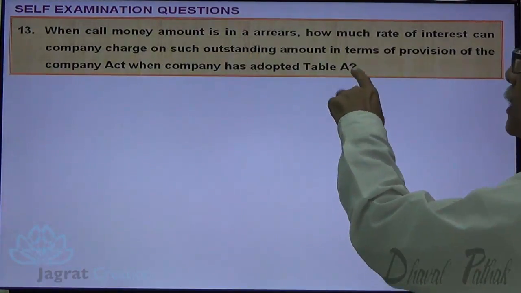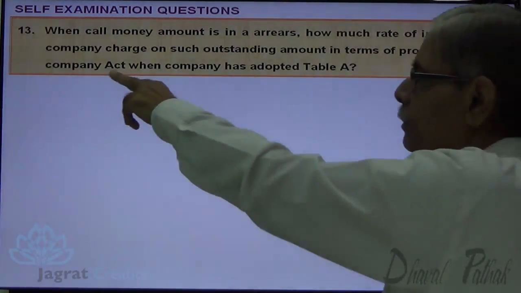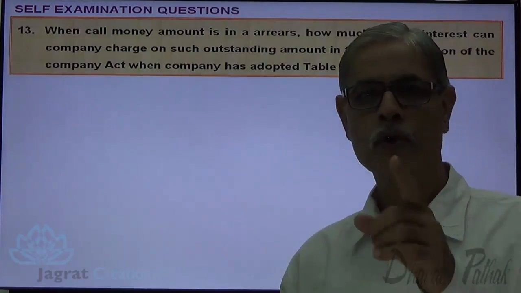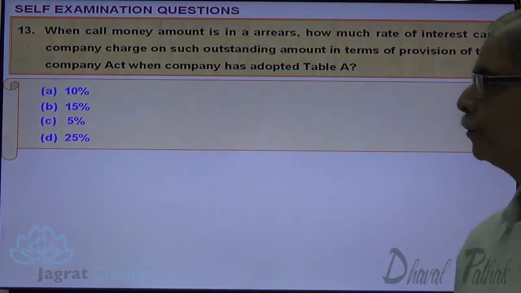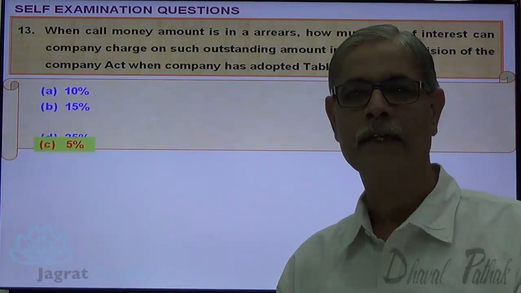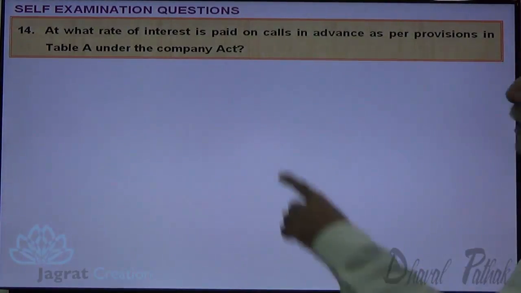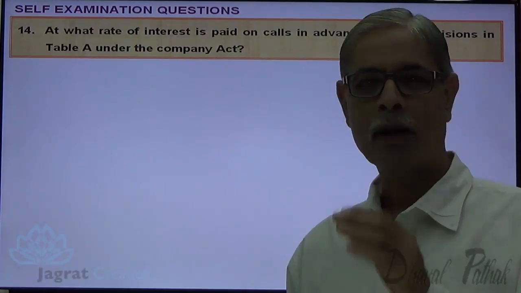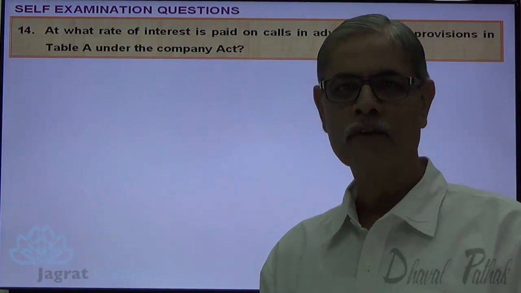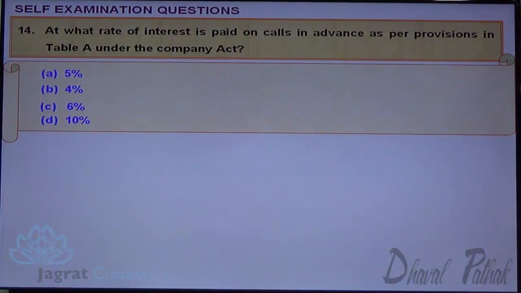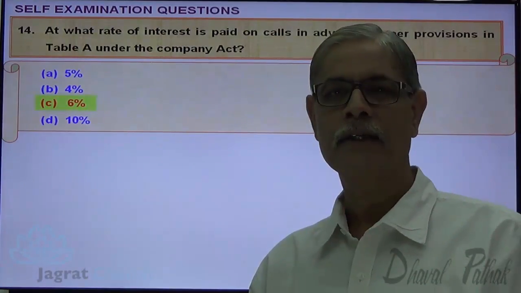When call money amount is in arrears, how much rate of interest can company charge on such outstanding amount in terms of the provisions of the Companies Act when company has adopted Table A? So Table A prescribes the percentage of interest to be charged on calls in arrears. These are the options. 5% is the correct answer as per Table A. 5% interest could be charged on calls in arrears. At what rate of interest is interest paid on calls in advance as per the provisions of Table A? Amount has been received from a shareholder against share capital which has not yet been called. That is known as calls in advance, on which as per Table A, the interest allowed is at the rate of 6%. So on calls in advance, interest rate is 6% as per Table A, and on calls in arrears, it is 5%.